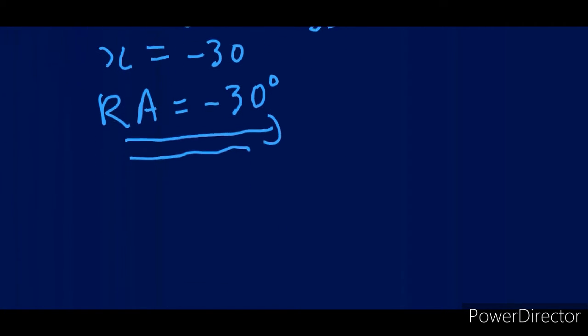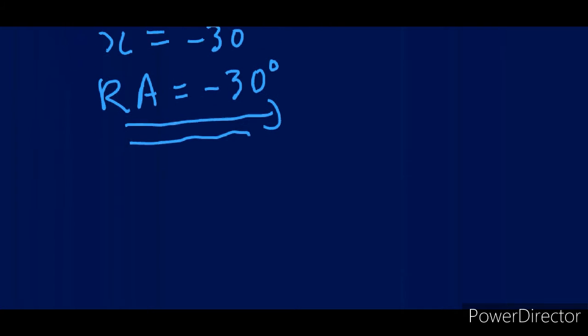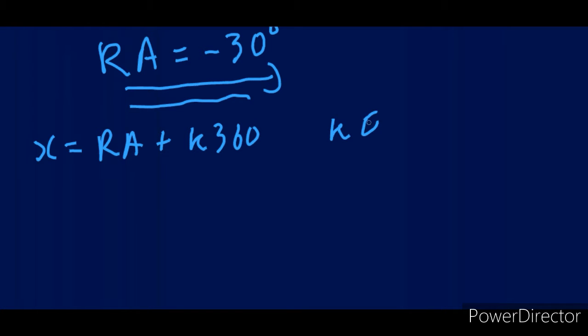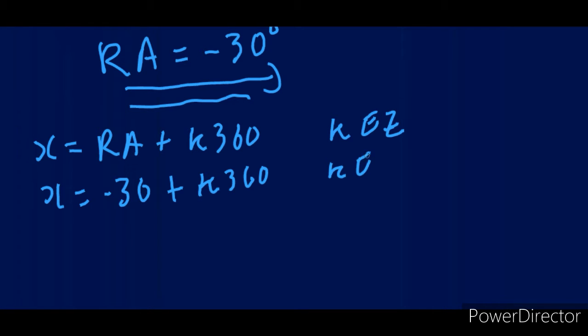So what do you do? Remember, this is sine. So we have been dealing with sine. So therefore, we have to use the general solutions for sine. So since sine is positive in the first quadrant, we're going to say the rule of the first quadrant is reference angle plus k360. And we'll say k is an element of integers. Now we can substitute the reference angle, which is -30, into the formula. So then it's going to be x is equals to -30 plus k360, and k is an element of integers.